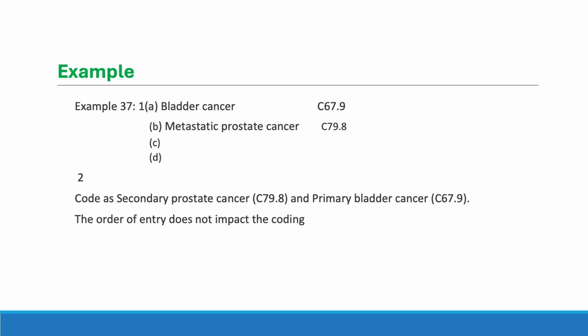This example demonstrates the coding of multiple cancer diagnoses in ICD-10. The example shows how to code for a case with both bladder cancer and metastatic prostate cancer. The correct coding is to assign C798, that is secondary malignant neoplasm of other specified sites, for metastatic prostate cancer, and C679, that is malignant neoplasm of bladder unspecified, for the primary bladder cancer, regardless of the order in which they are listed on the diagnosis.